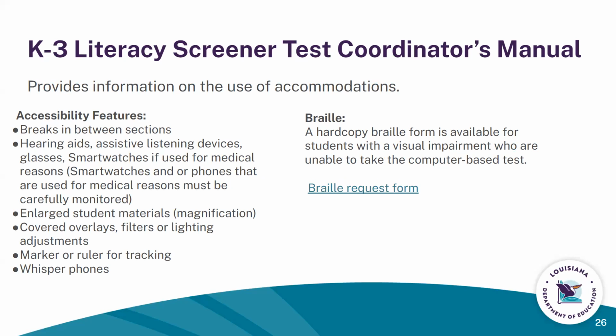The department's K-3 Literacy Screener Test Coordinator Manual provides information on the use of accommodations and accessibility and Braille for the DIBELS assessment. Some of these features are breaks in sessions, hearing aids, assistive listening devices, glasses, smartwatches, whisper phones, as well as Braille. A hard copy Braille form is available for students with visual impairment who are unable to take the computer-based test, and the form is linked here for easy access.